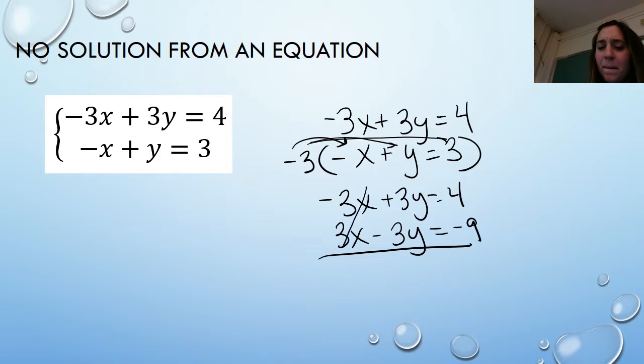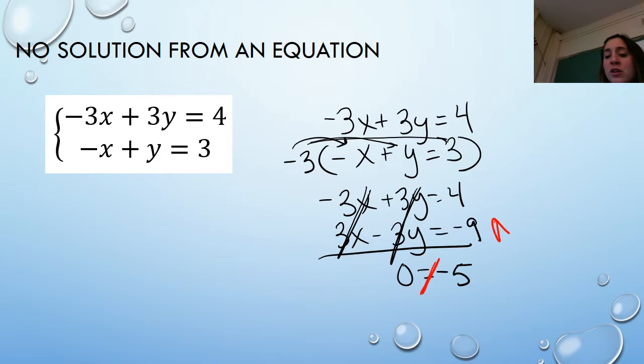And check this out, my x's are going to eliminate and my y's are also going to eliminate, which is going to get me 0 equals negative 5. Well, does 0 equal negative 5? No. So my answer is no solution.